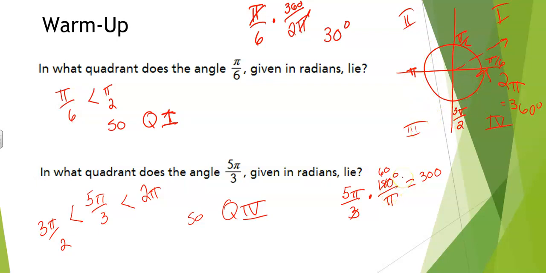Also, you could just divide 5 divided by 3 and compare it to 3 divided by 2, and it would be a little bigger. So whichever way you choose, that's what you want to be able to do: figure out which quadrants they're in. Maybe even figure out the equivalent in degrees. That would be another challenge for you.